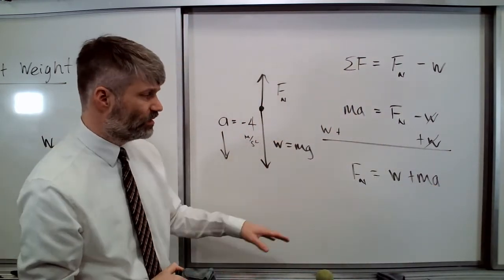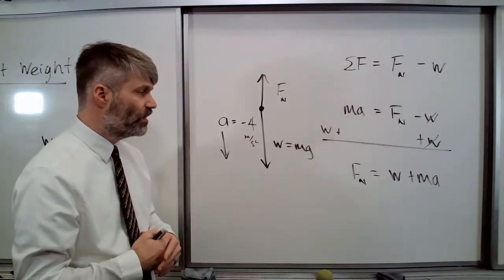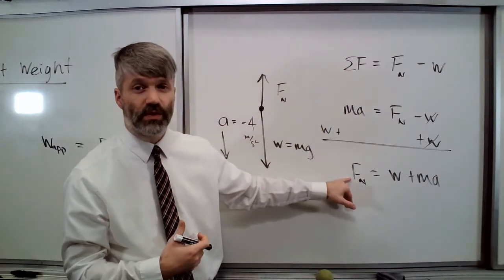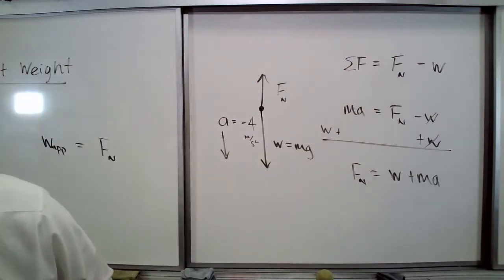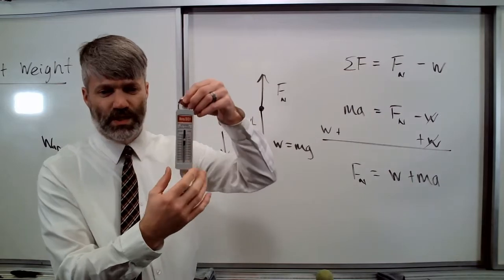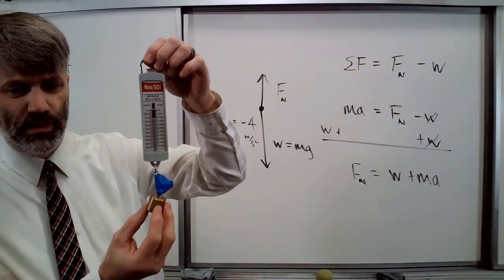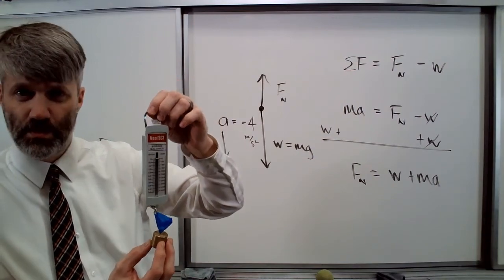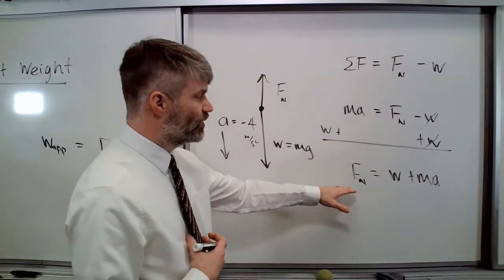And we'll see that the normal force is equal to the weight plus the mass times the acceleration. Now, is this greater than or less than the actual weight of the object? We saw with our spring scale that if the object is accelerating downwards, we'll see the spring scale tend to go smaller than the weight. Okay. Now, is this one less than the weight?